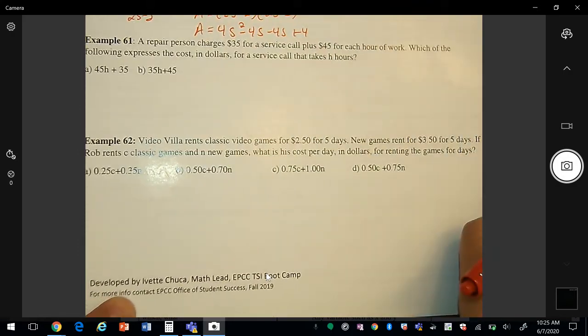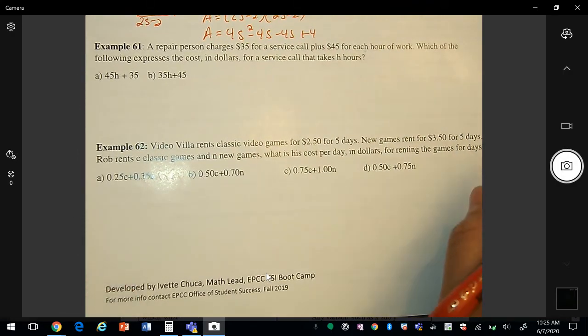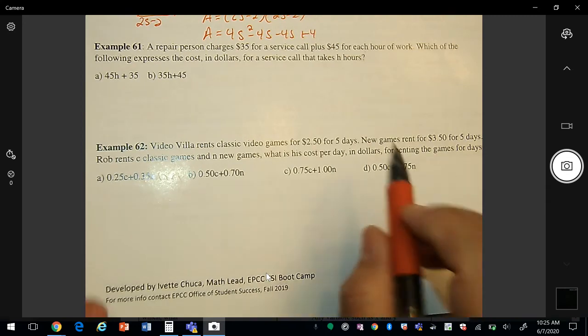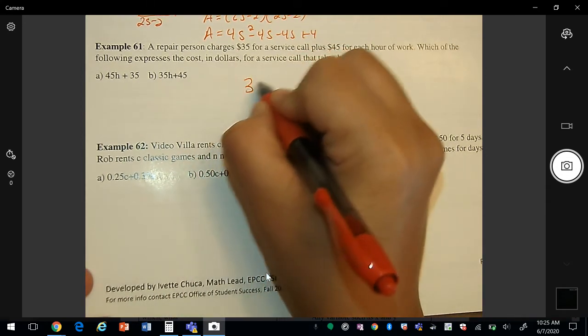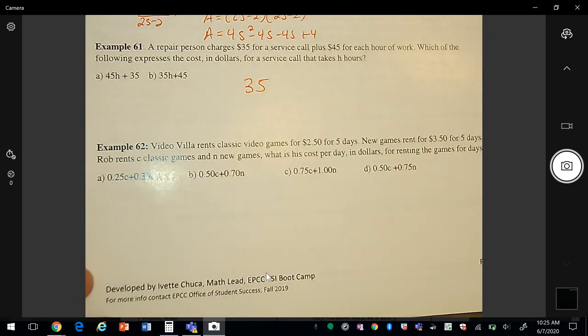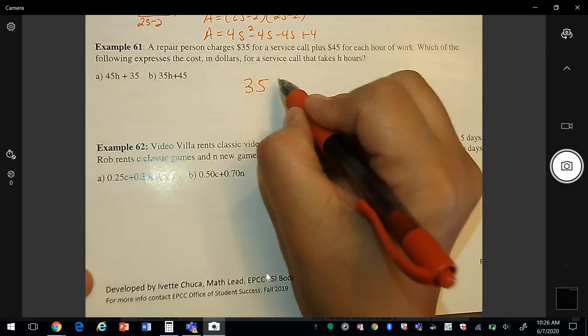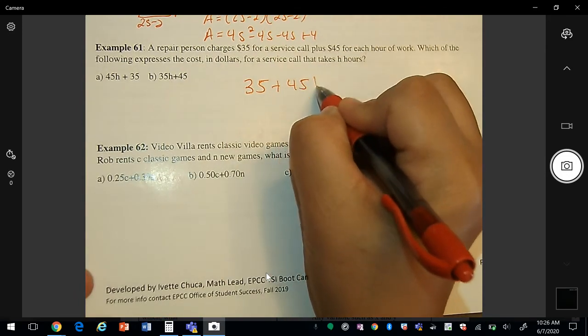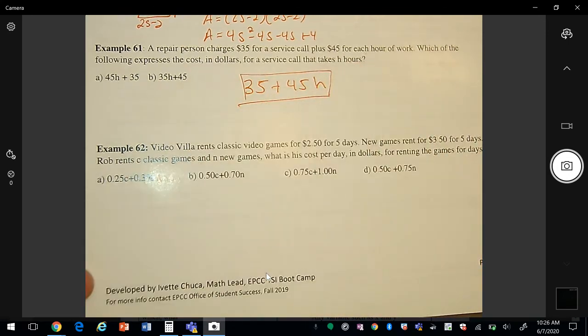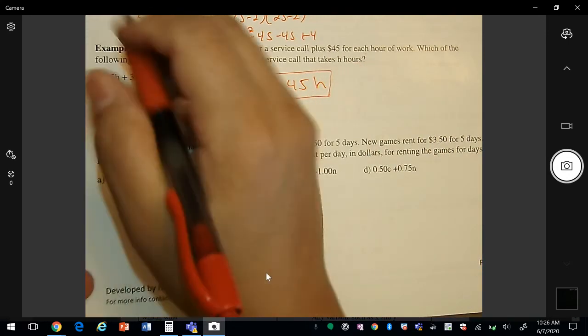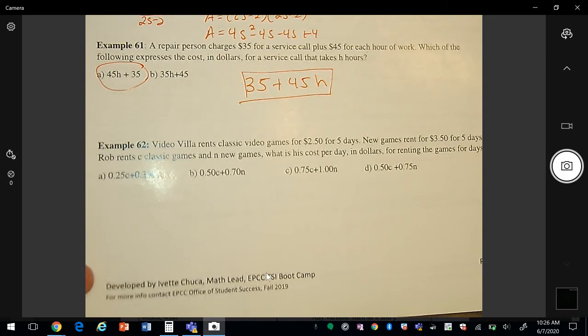61. A repair person charges $35 for a service call plus $45 for each hour. Which of the following costs in dollars for a service that takes 8 hours? So we have a repair person, we call him, we have to pay him $35, him or her. And then we're going to be adding $45 for each hour. We don't know how many hours. So this would be our formula. So that's our answer.